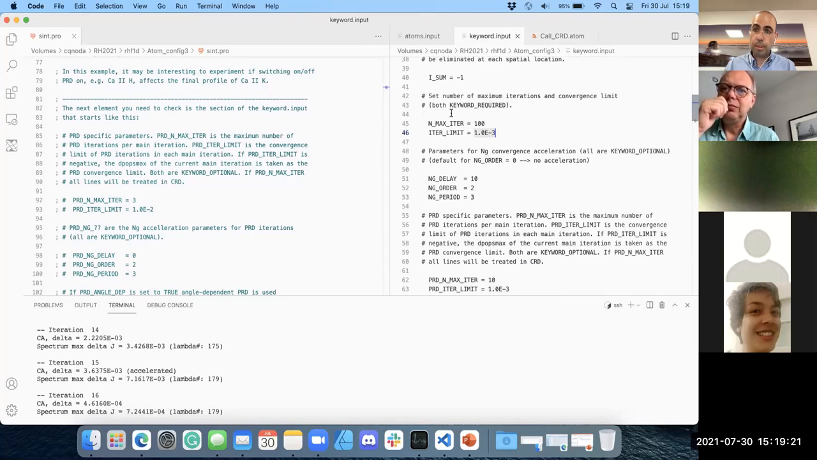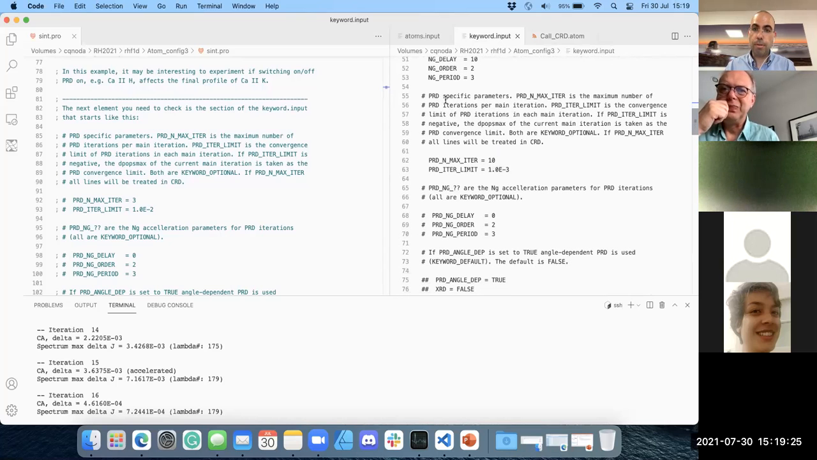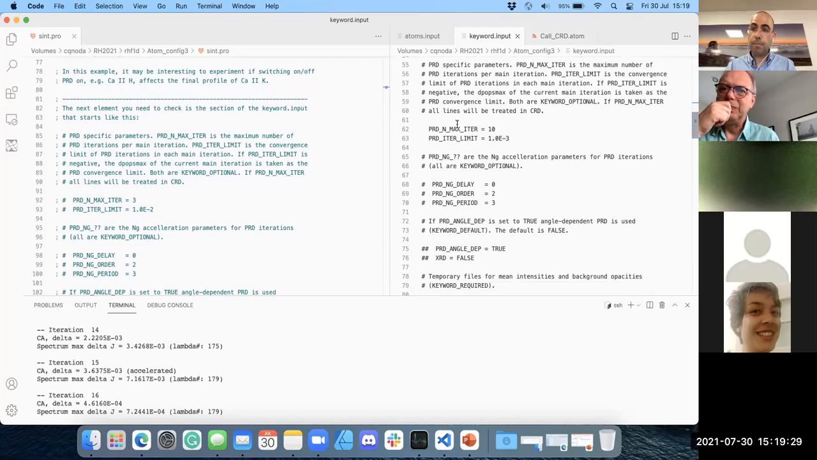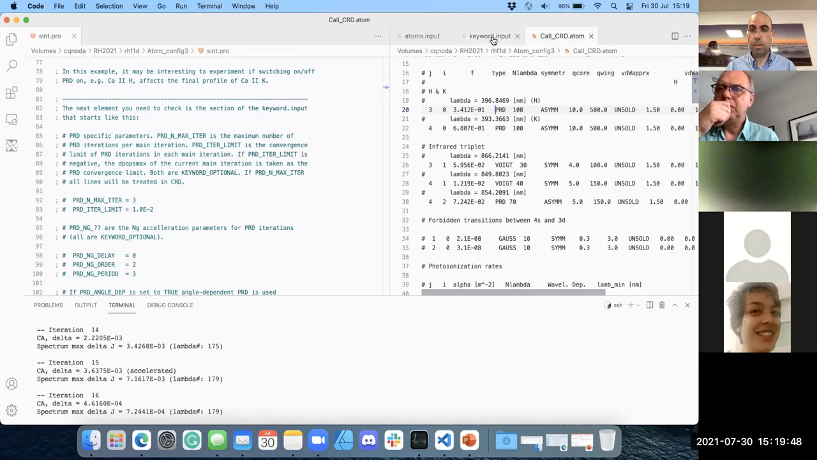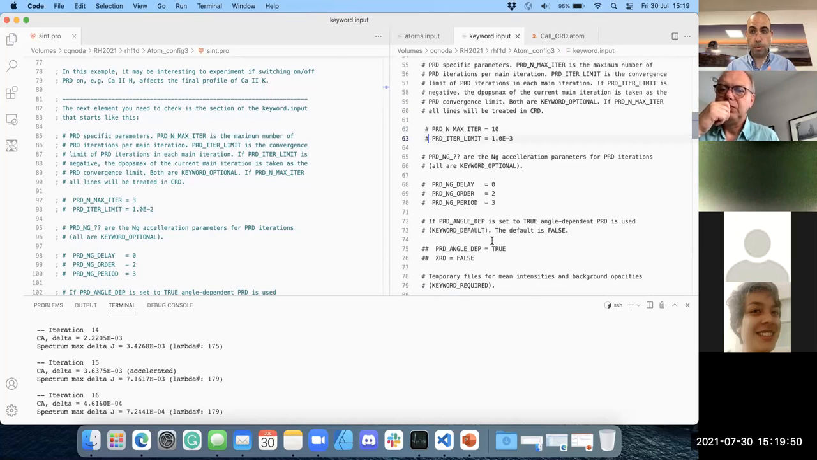Okay. So then we need to go to the keyword.input. And this was the instructions for the non-LTE problem. And then just after that, you have the instruction for the PRD computation. Okay. And then you have something similar as before. So you have a number of maximum iterations and the limit that you want to achieve. So what I add here is that if this is commented like this, if you put PRD in the calcium atom, the code will run with PRD, okay?